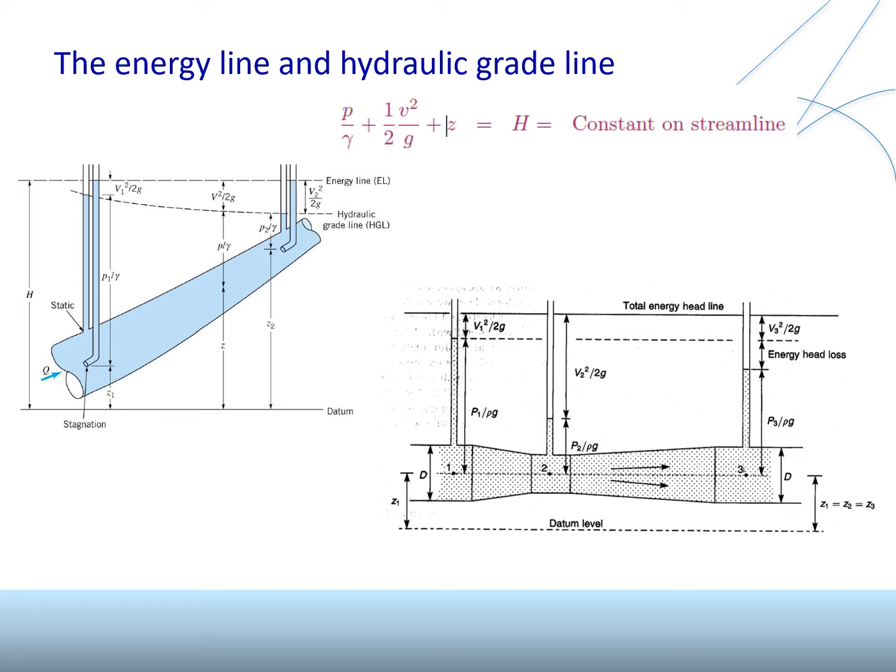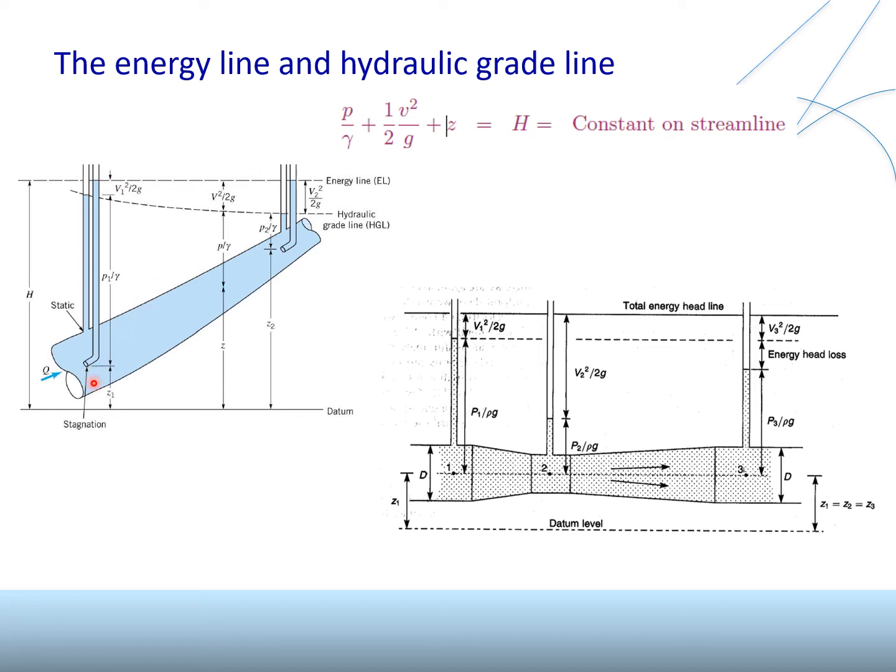Energy line and hydraulic grade line are two important lines in hydraulics. When we talk about the total energy, there are two lines. One is the energy line, and the second one is the hydraulic grade line, and they are very important in hydraulics. The energy line, or total energy line, gives the total head available to the fluid. This is the summation of all three different heads.